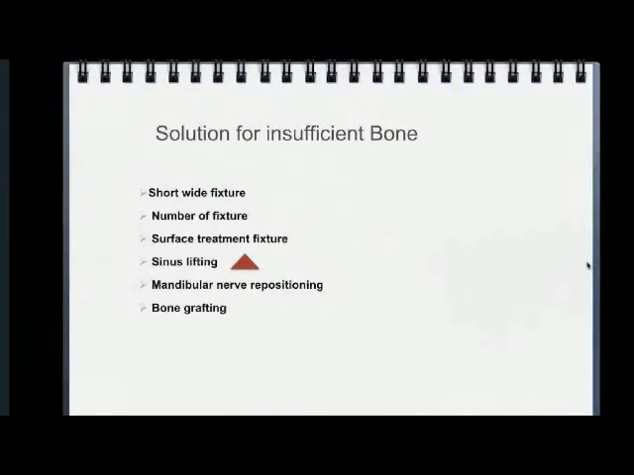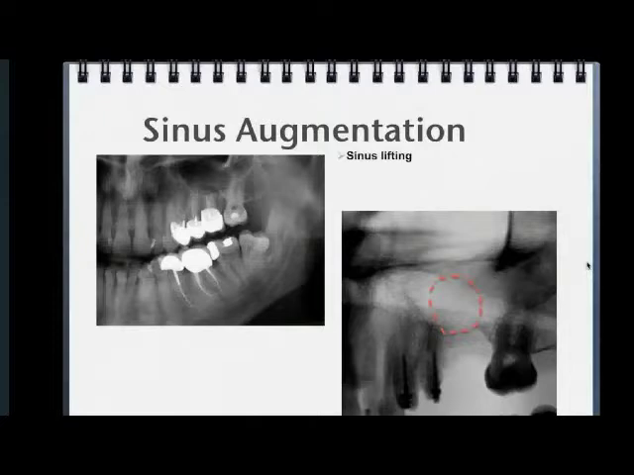Solution for insufficient bone, insufficient bone vertically. We have the width of the bone, but we don't have the height of the bone. On the upper jaw, we can perform sinus lifting. On the lower jaw, we can do mandibular nerve repositioning. We can do bone grafting, and we can use short wide fixtures. We're going to look at all of these elements, but let's take a look at the sinus lift.